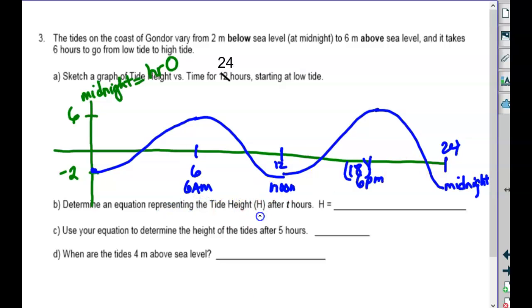Determine an equation for the tide after T hours. Well, we're going to be using T equals hours since midnight. How's that sound? Okay. Brendan, you got an equation yet? Got anything for the equation?